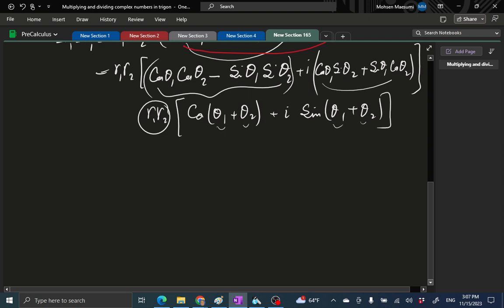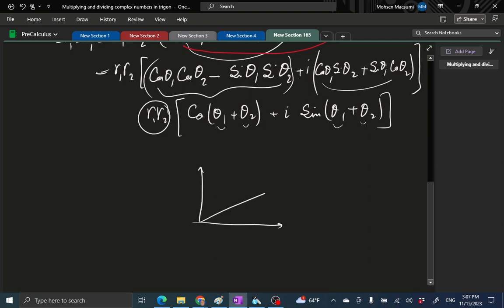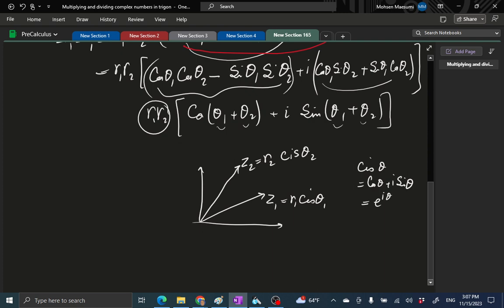What does that mean in picture? In picture, it means the following. If this is z1, which is r1 times, let's write in notation cis, so that it will be abbreviated. And then I have z2, that is r2 times cis theta 2. So cis of theta is just cosine of theta plus i sine of theta. It's just an abbreviated way of writing this. It is also the same as e to the power of i theta.